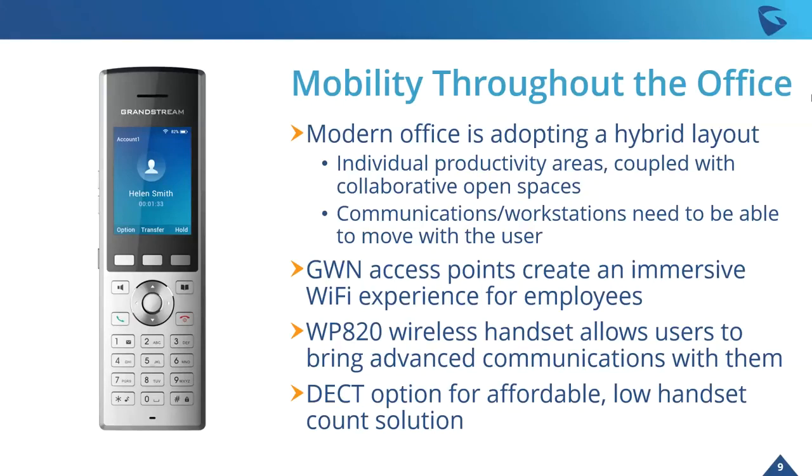of devices, and of course, lightning fast speeds to make sure everyone in that office can work as quickly and efficiently as possible. So just to point out two more of them. Like I said, the WP820 wireless handset is a huge solution here. It really brings that advanced communications with the individual. For smaller offices, the DECT option is more affordable and is better for a low handset count solution.